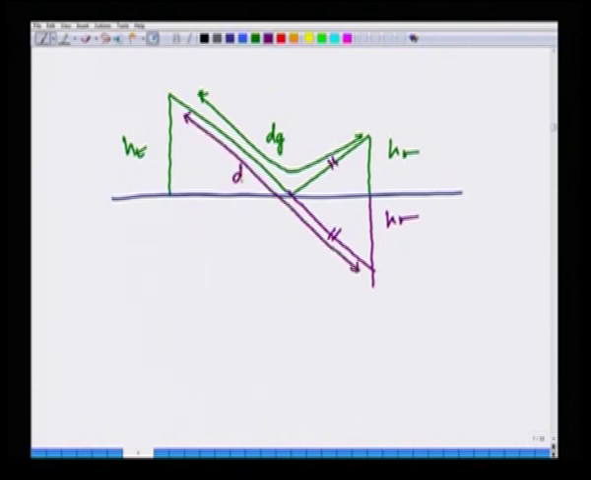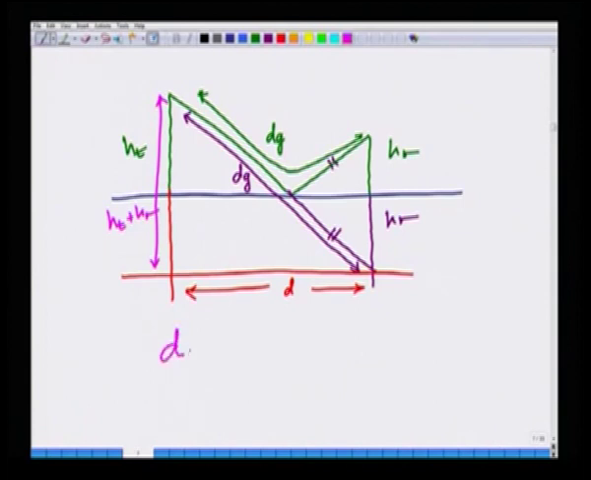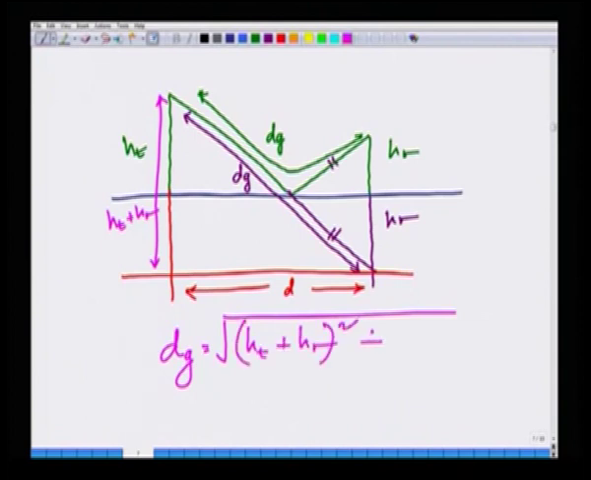now is nothing but dg, and hence if I look at this triangle, essentially with distance length d, and this length now becomes obvious, that is ht plus hr. Hence, dg is nothing but the side of a right angle triangle with sides ht plus hr and d. Hence, dg is square root of ht plus hr whole square plus d square.